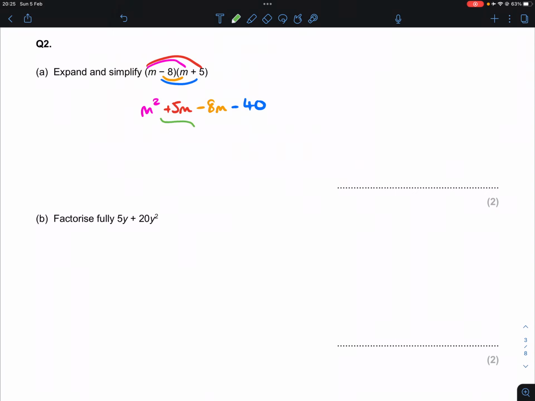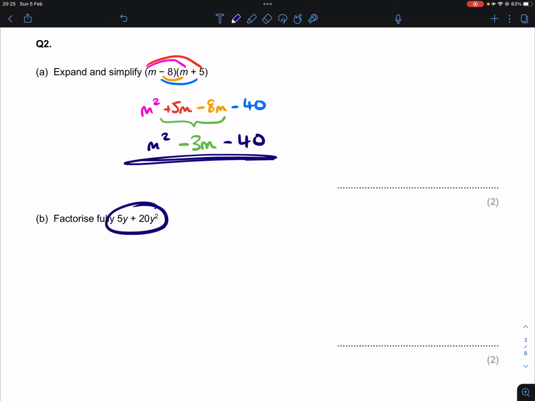What will happen after that is that these two m terms in the middle can be added together, so we have a plus 5 minus 8 giving us a negative 3m. We still have an m squared at the start and we have a minus 40 at the end. Nothing more can be simplified there. That is our final answer.